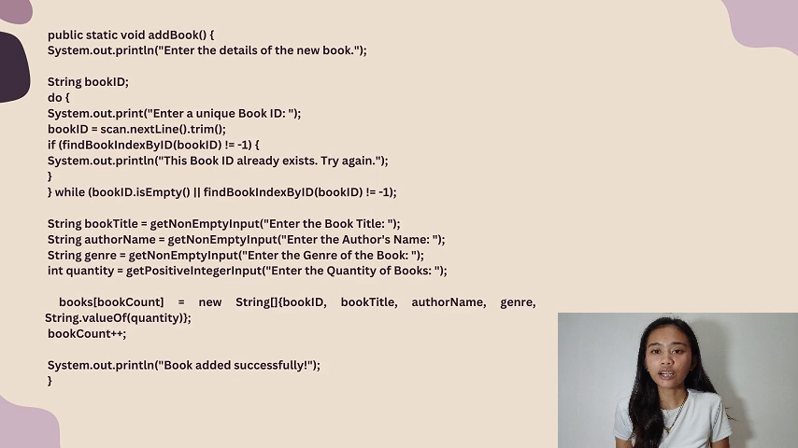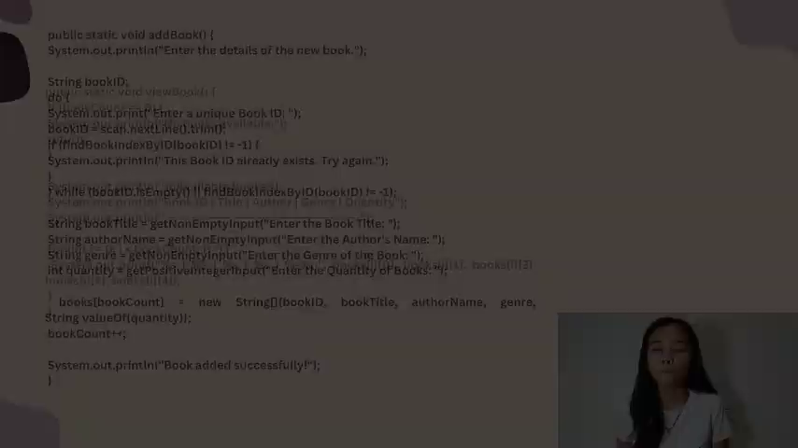These details are then stored in a designated area, which is the books array, at an index determined by the current number of books. After storing, the book count is increased to reflect the addition of the new book. The method concludes by confirming the successful addition of the book. And that's all for the add book, and let's proceed to the view.